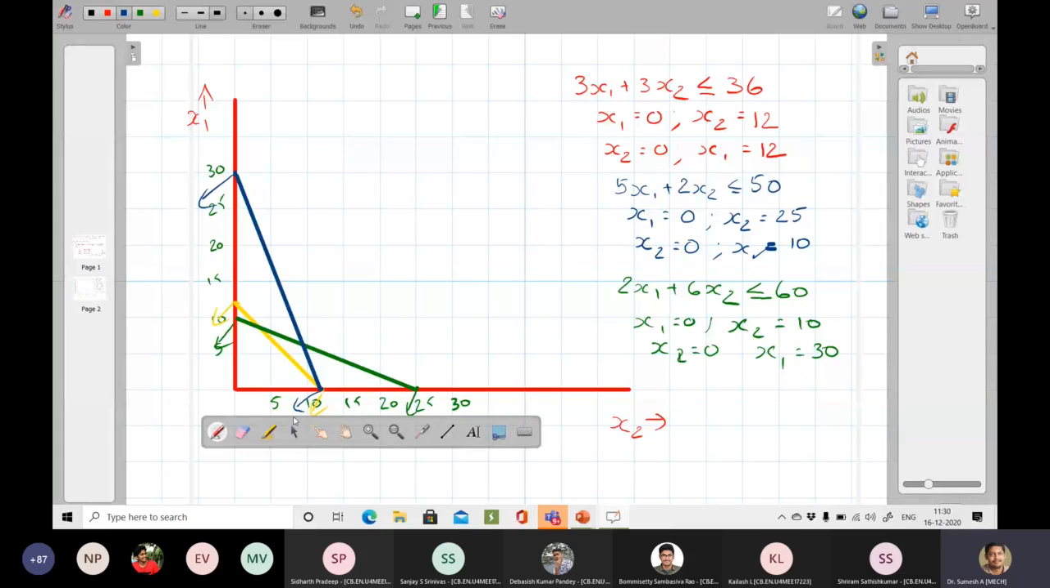So I had region 1 here, region 2 here, 3 here, 4, 5, and 6. Six regions are there. So which will be the feasible region? One, sir. How many of you agreed to it? Yes, sir, it's one. Intersection of all the area. Anybody having any other opinion?